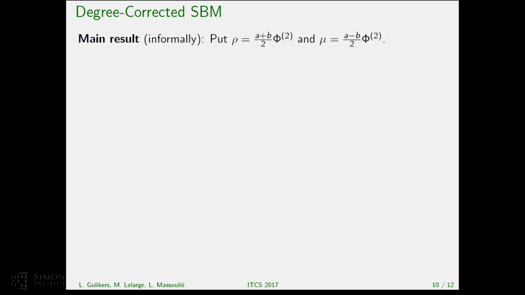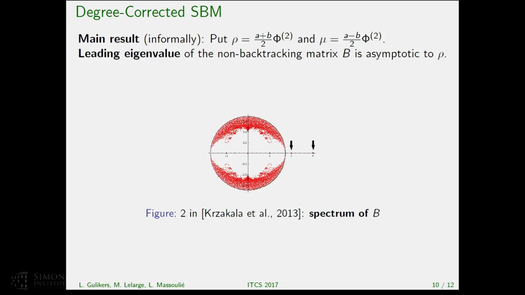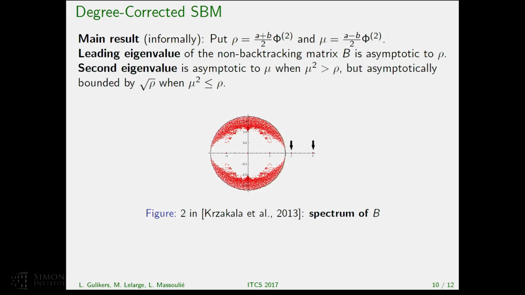I'm going to state it now informally. To do so, I need two constants, namely rho, which is equal to (a plus b) over 2 times the second moment of the weight distribution, and another constant, mu, which we put equal to (a minus b) over 2 times the second moment of the weight distribution. And I use this picture to explain our theorem. We always have that the leading eigenvalue of the non-backtracking matrix, so this one here, is asymptotically equal to rho. By asymptotic, I mean the setting where the network size tends to infinity.